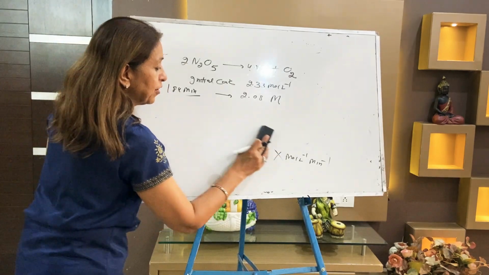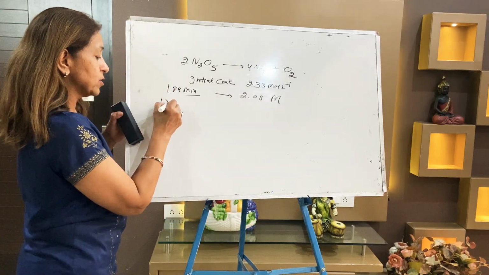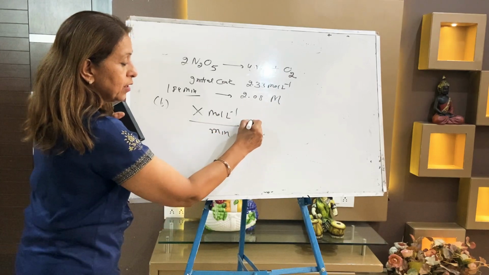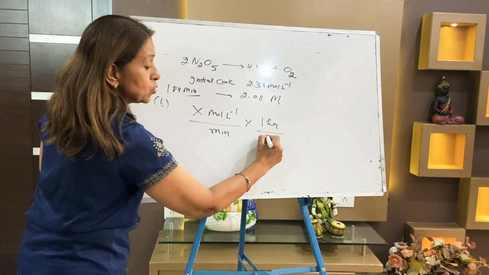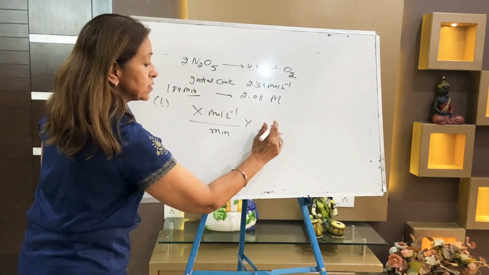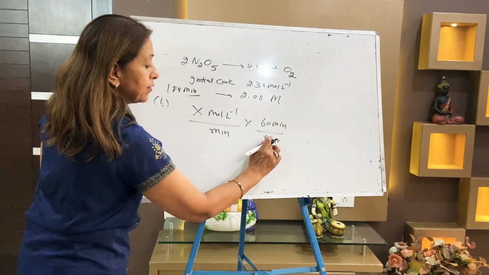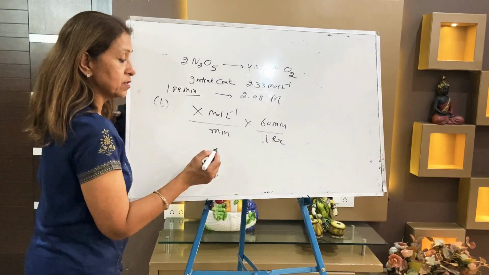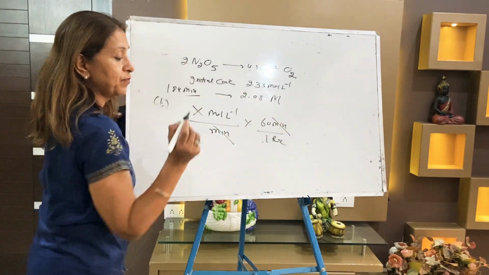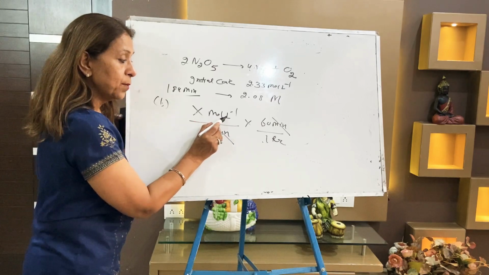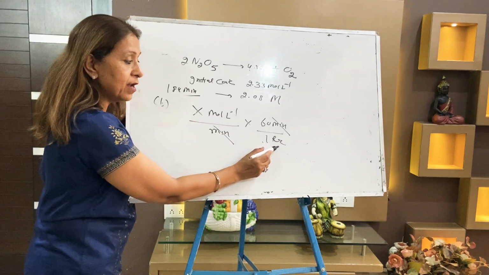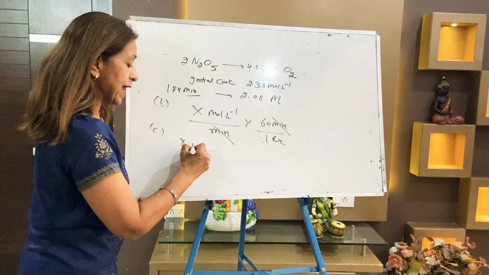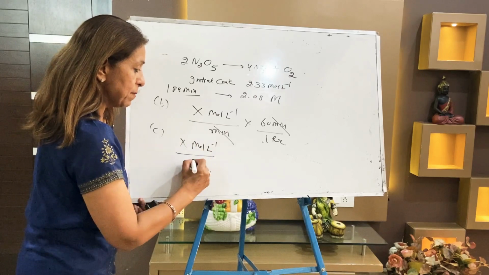Now let us start converting it into hours. B part: answer is X mole per liter per minute. You know 1 hour is equal to 60 minutes, so we write 60 minutes on the top and 1 hour in the denominator. Minutes and minutes cancel, and your answer will come in mole per liter per hour. C part: again it is X mole per liter per minute.